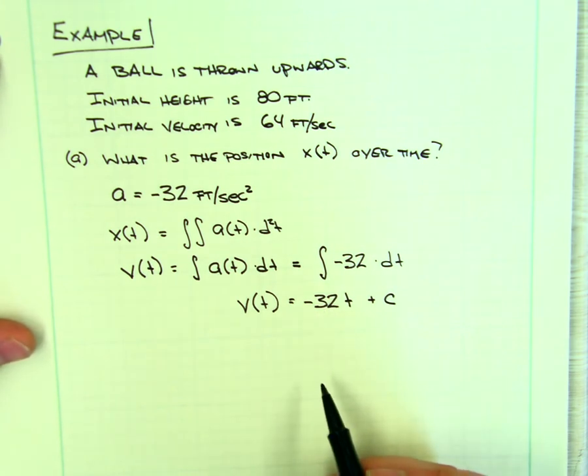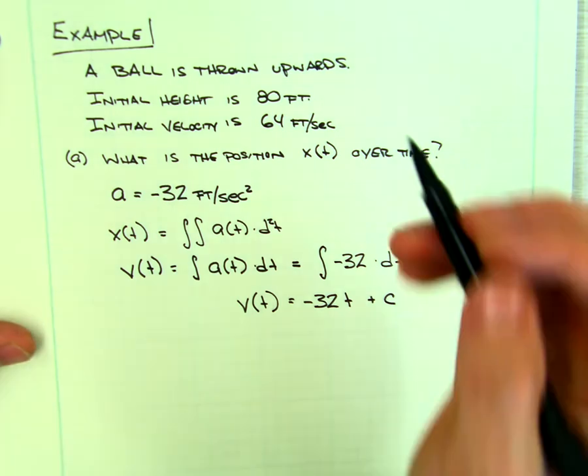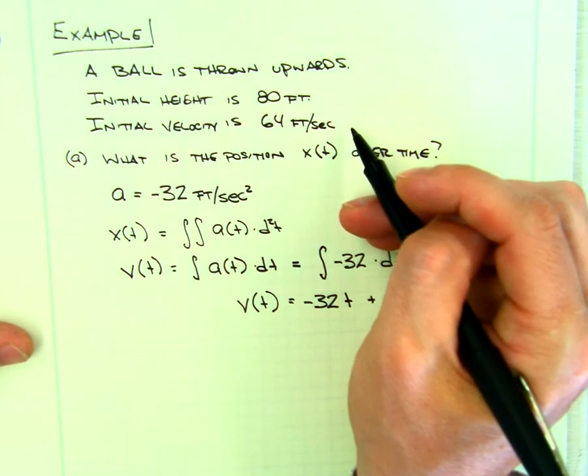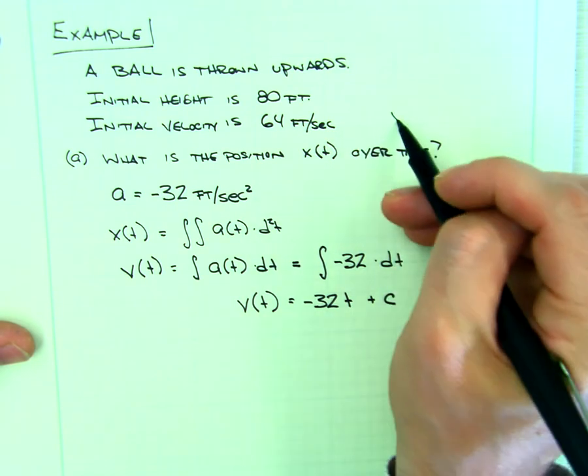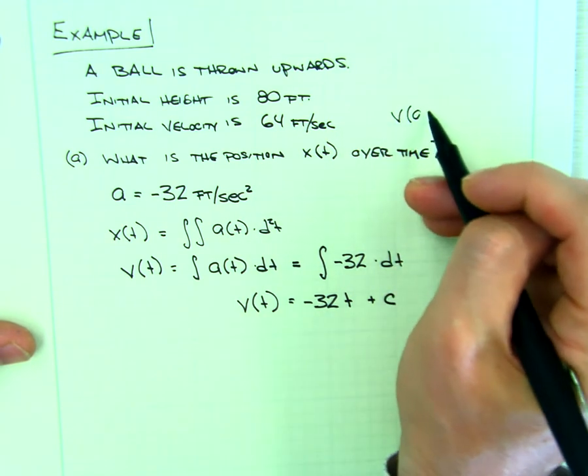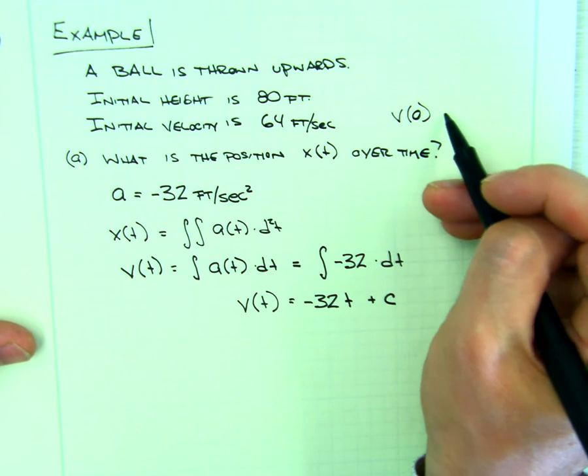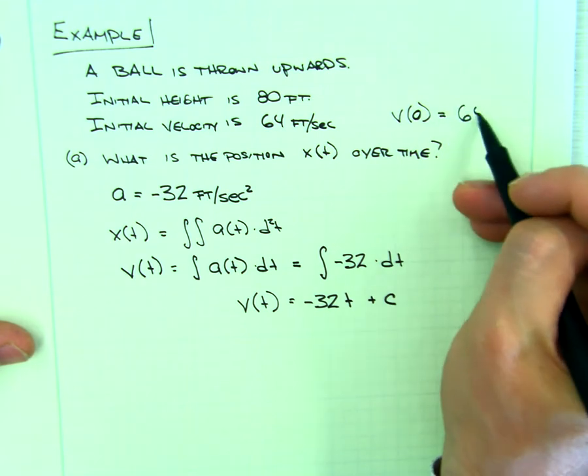Now before I get too far, I need to start plugging in these initial conditions. So the initial velocity, 64 feet per second. Okay, that means at time equal to 0, or v sub 0, the velocity is 64.